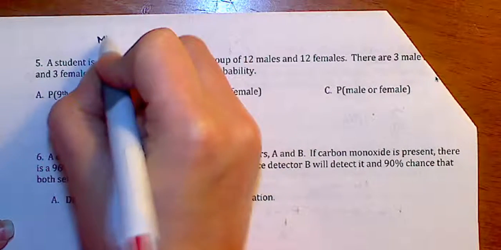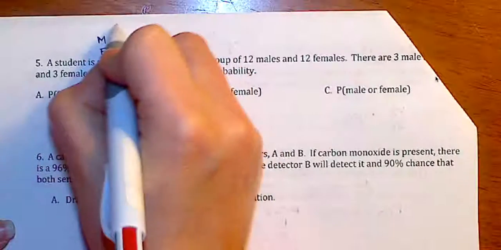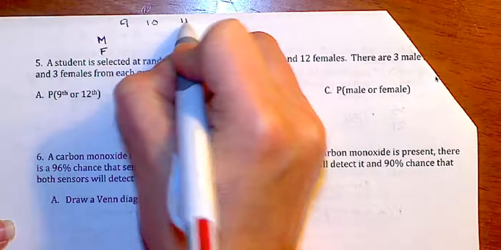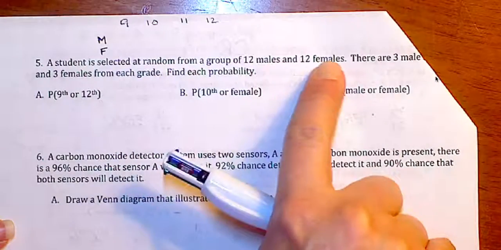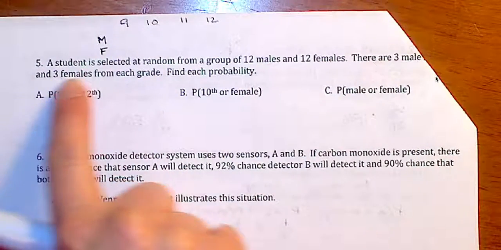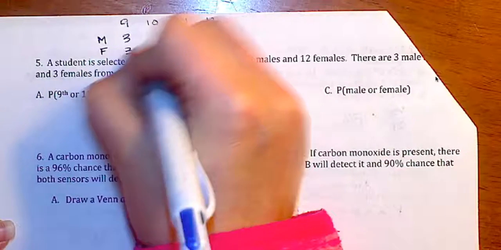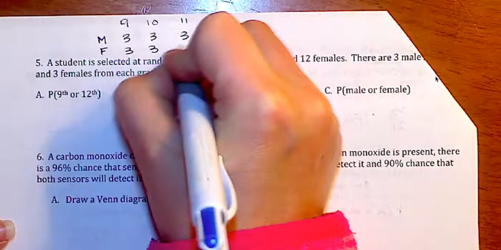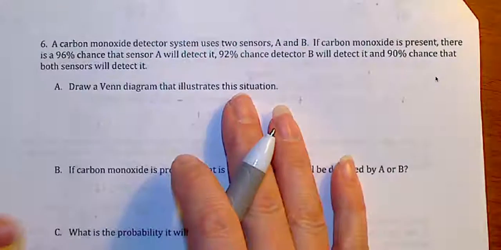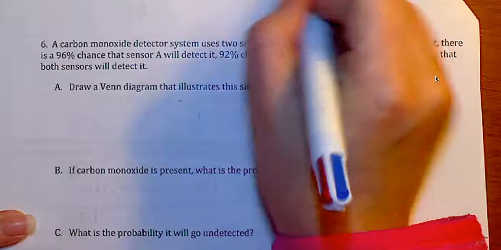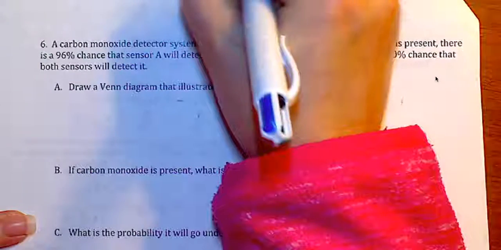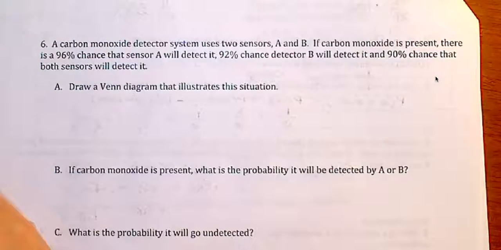So we have males and females. Now we've got 9th, 10th, 11th, and 12th. Now it says there's 12 males and 12 females. There's 3 females and 3 males from each grade. So this is what the chart looks like. Okay. So we know there's 24 total because 12 males and 12 females. So when we add up, we get 12 here and 12 here, which gives us 24 total.